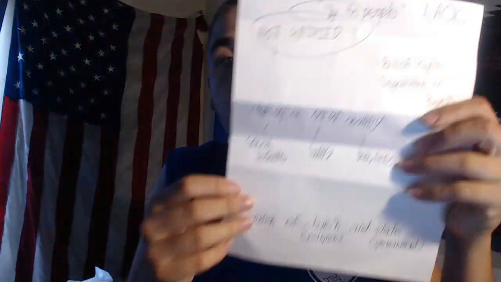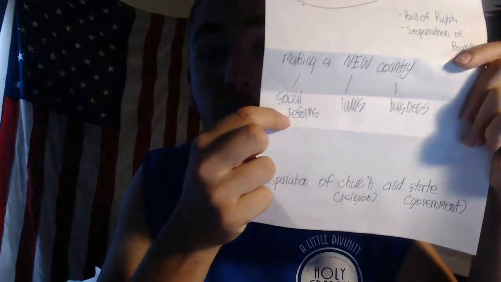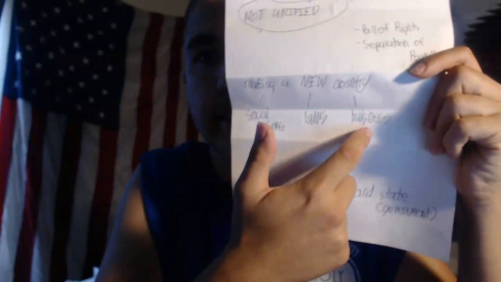And so I'm gonna wrap it up by asking you guys a question. How can a country build itself up? So we had three ideas. Making a new country fell into social reforms, laws, and business, like trade. So how can a country build itself up? So think about that as we continue to plow through the Constitution and the first part of true American history.